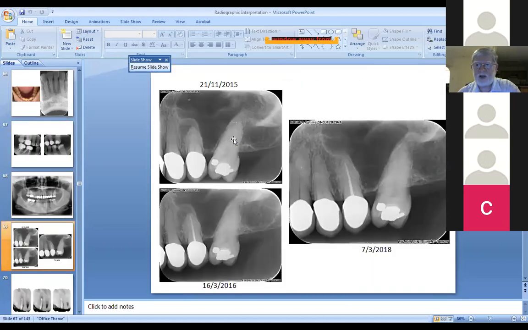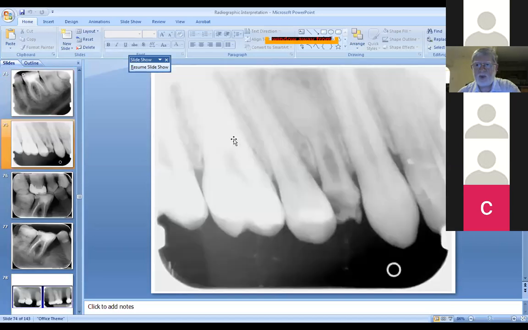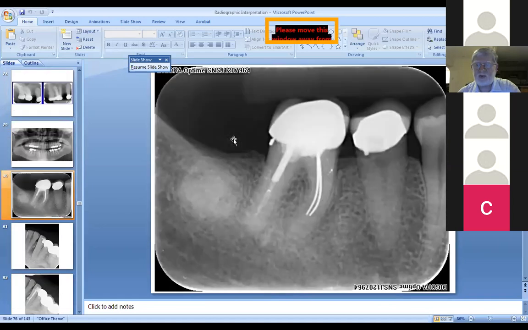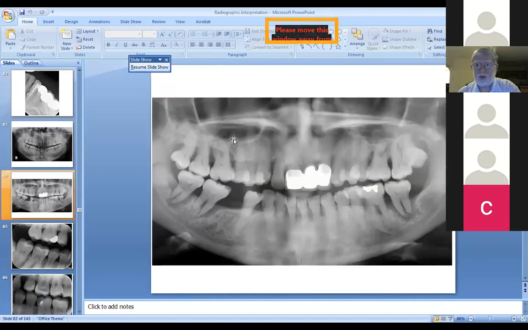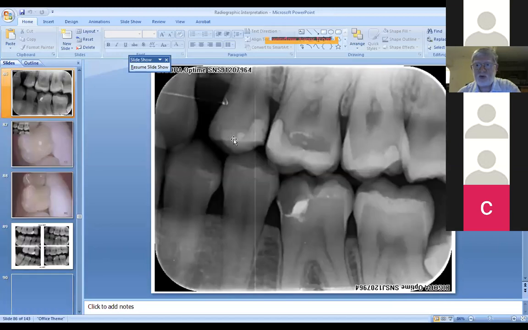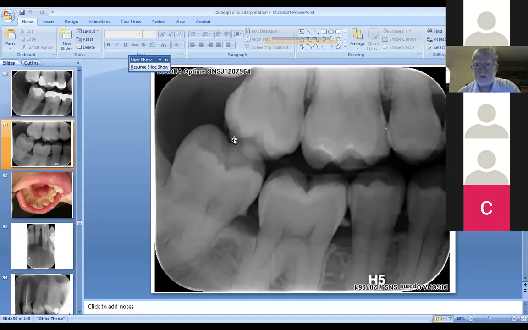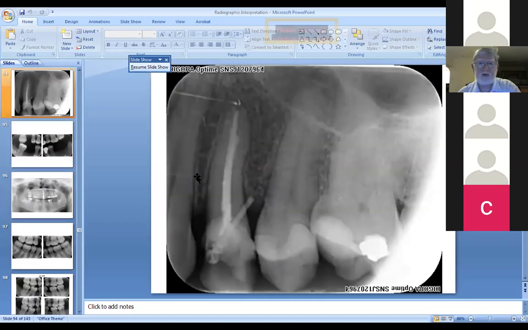Sorry, that's taking a little while. Basically, the post was relatively superficial. There wasn't a lot of damage done. We were able to remove all of that. There we go. Okay, fine.